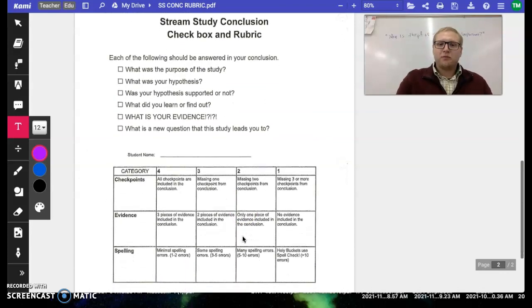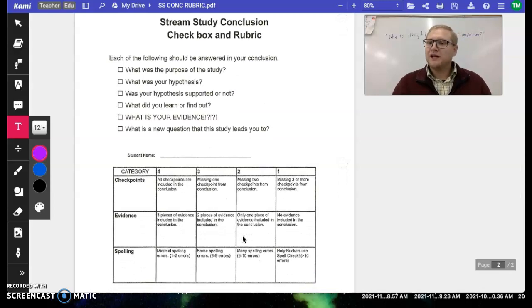So here's the important part for you. It tells you what you need to include and how you're going to be graded. So the first part is like, what do you need in your conclusion? Well, I made this checkbox system so you can check and see what you have. First thing I want you to do is tell me what the purpose of the study was. Why were we at the stream? Why were we studying it? What's our driving question? What's the purpose? This should be at least a sentence, right? Tell me what the purpose of this whole study was for.